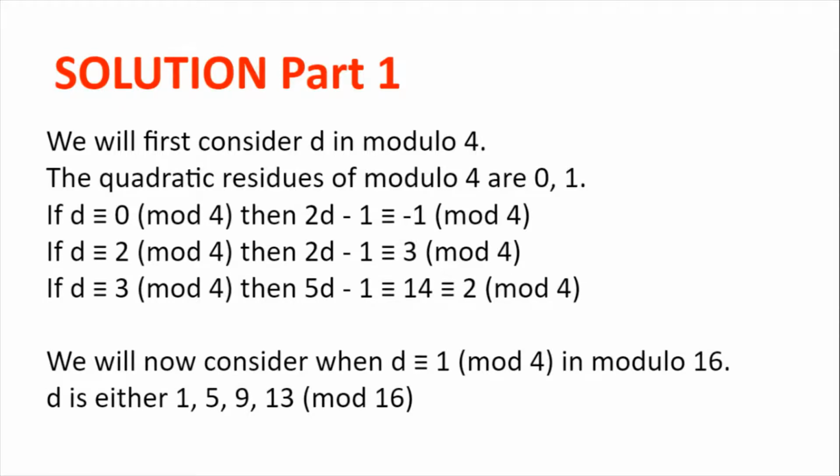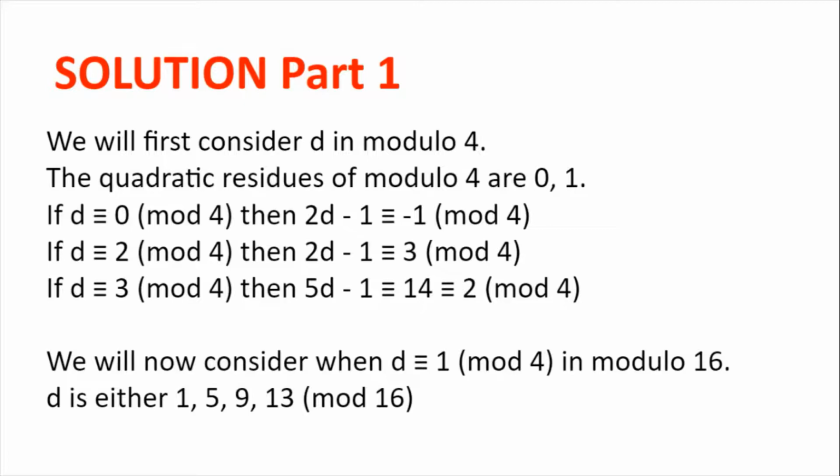Now, if D is 0 modulo 4, then 2D minus 1 is 0 minus 1, which is minus 1 modulo 4, which is not a square, because minus 1 is not 0 or 1. Now, if D is 2 modulo 4, then 2D minus 1 is 4 minus 1, which is 3 modulo 4. Again, this is not a square, because 3 is not a quadratic residue of modulo 4.